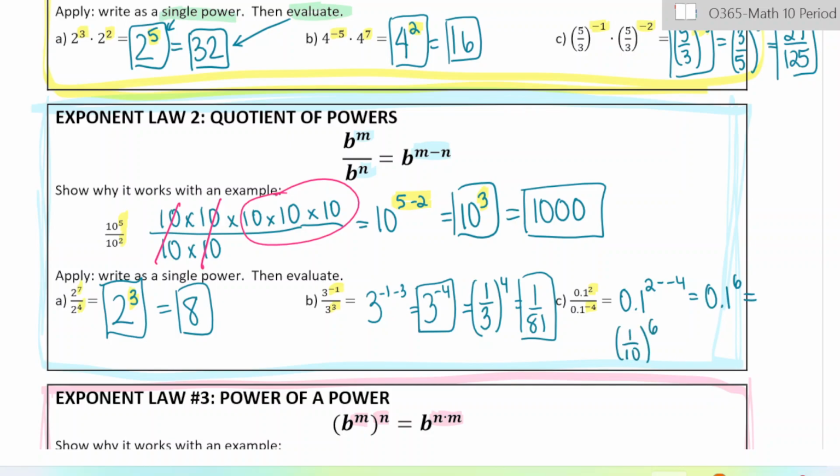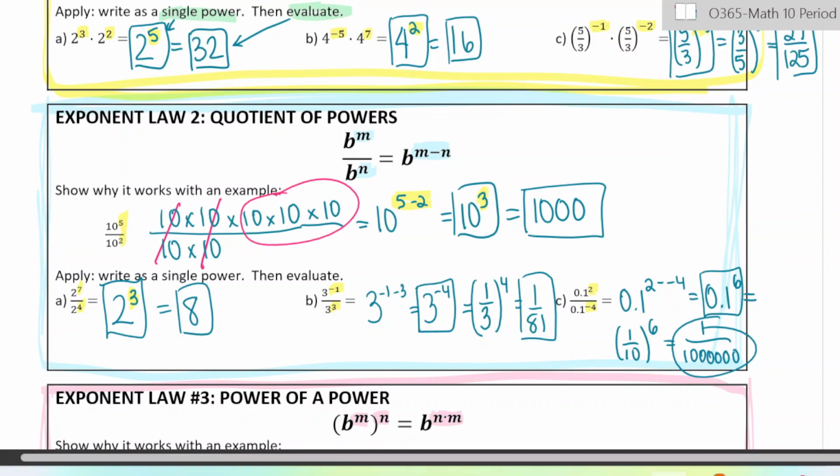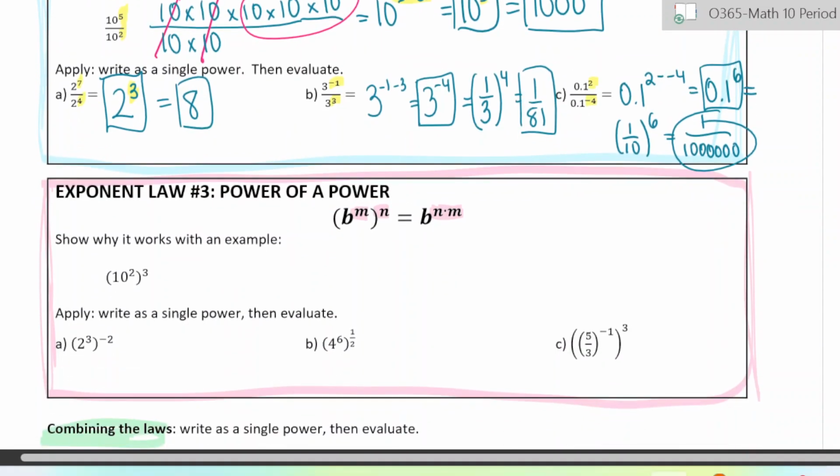we can change it to a fraction. It might be easier for you to evaluate, and you're just going to multiply 6 1's together, that makes 1, and then 6 10's together, so it'd make 1 million. Make sure I wrote down, yeah, there we go. So here's the number written as a single power, and then the answer would be 1 over a million. Okay, or 1 millionth. Last one, power of a power law.